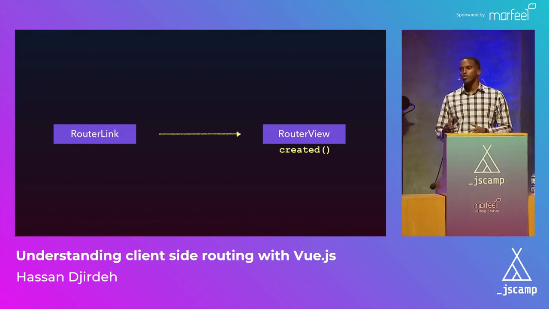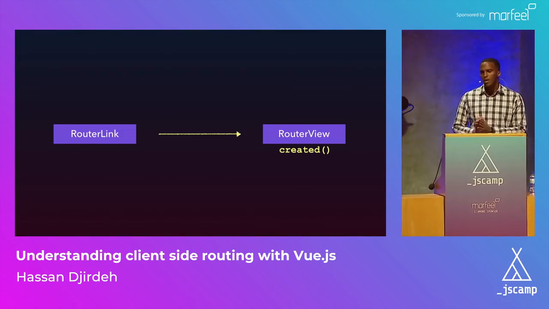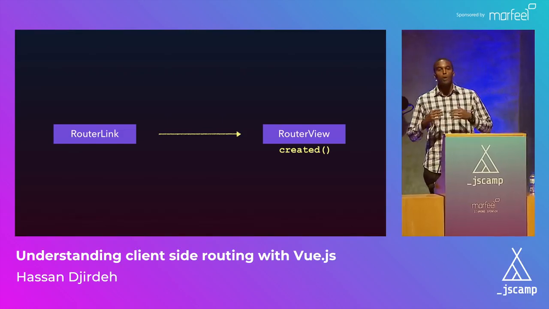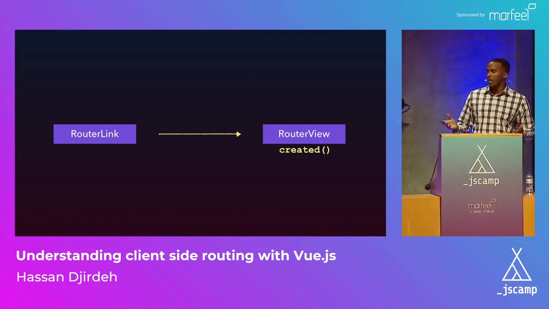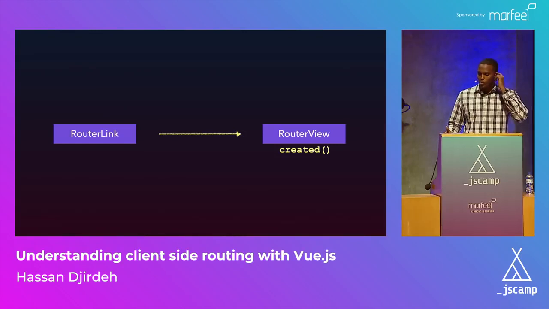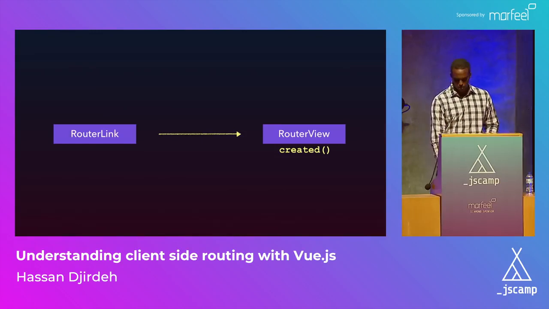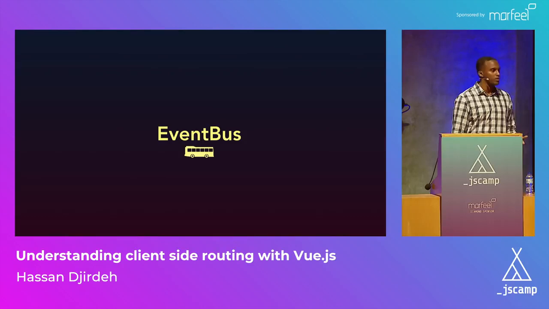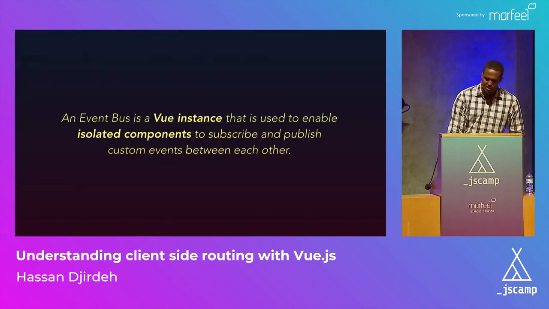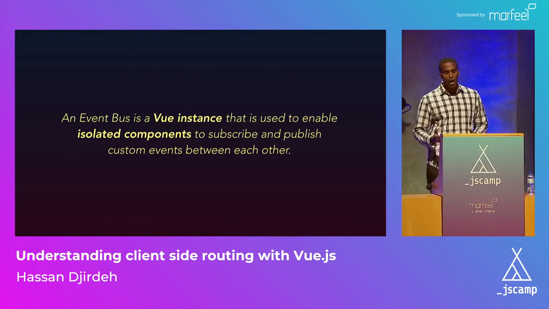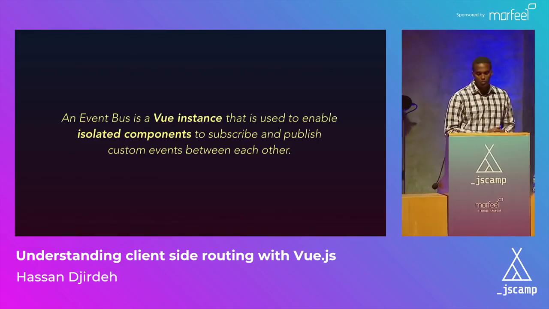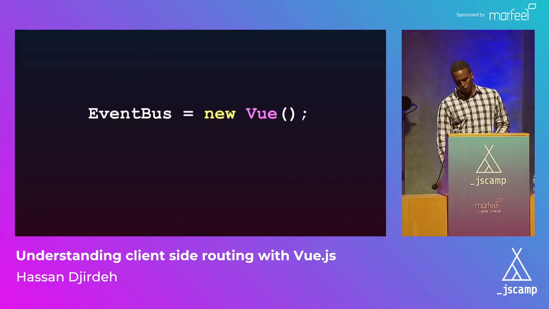So custom events are a useful way in Vue components to usually pass information from child components up to parent components. But since router link and router view are completely isolated and they're pretty much sibling components, we're going to have to use a special form of custom event. We'll call this an event bus. So an event bus is essentially a Vue instance that's used to enable isolated components to subscribe and publish custom events between each other. So an event bus is just a new Vue instance.